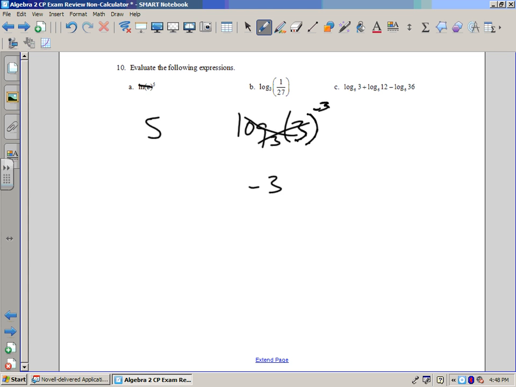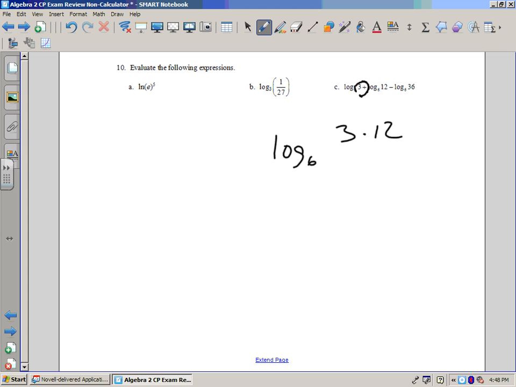For c, I'm going to actually use the product rule and the quotient rule for logarithms. I can write these as 1 log. I'm going to get the log base 6 of 3 times 12, because there was a plus sign, divided by, because there's a minus sign, 36. Well, that's the log base 6 of 36 divided by 36, which is 1. 6 to what power is equal to 1? The answer is 0. So the answer to C is also 0.